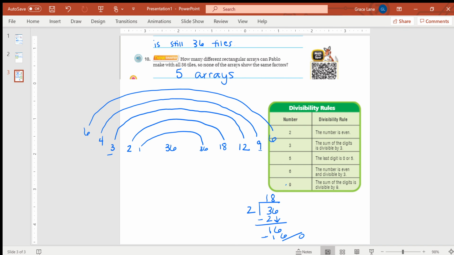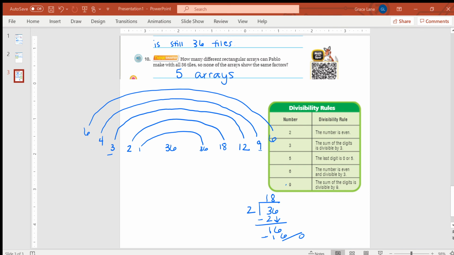All right, that is basically it for lesson 5.1, finding factors. Again, the hardest part is just getting all the factors in there. So let me know if you guys need help with anything or you have any questions, and I will talk to you later.